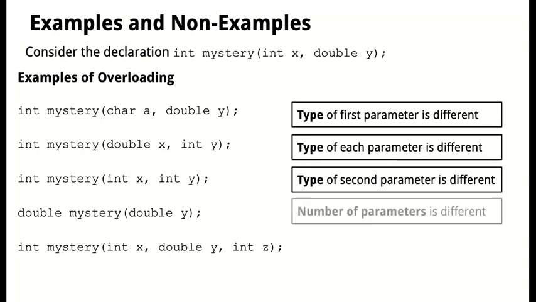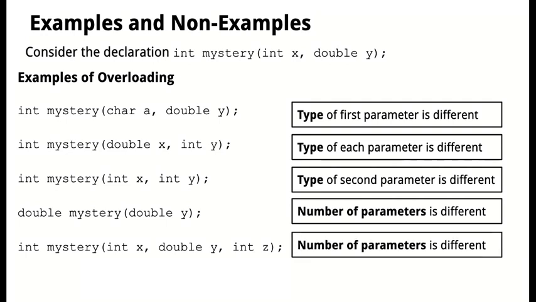Next up, if we change the parameter list from two parameters down to one parameter, that will definitely qualify as overloading. A different number of parameters will definitely allow you to overload a function. The return type being different really has nothing to do with it. It's the fact that there is now one parameter instead of two. In our final example, the three parameter list is distinct from the two parameter list in the original function. So again, a different number of parameters will allow you to overload that mystery function.